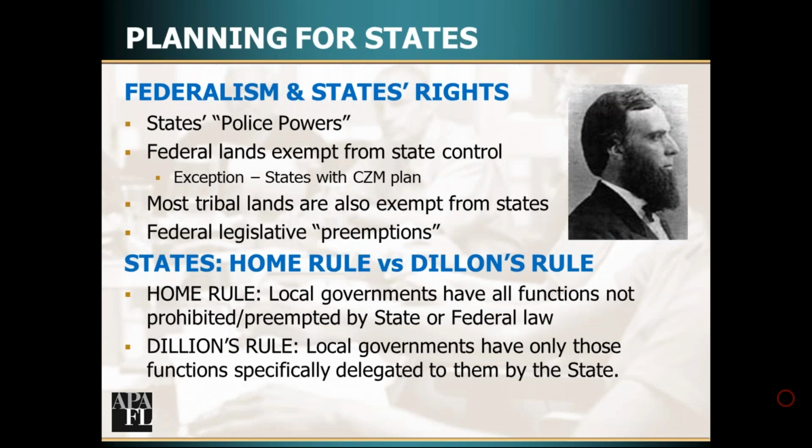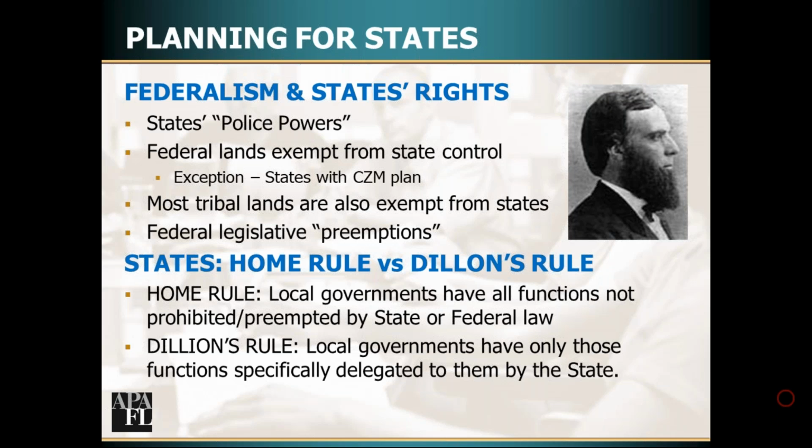All right, planning for states. We've talked about this a little bit already, but federalism and states' rights. States have police powers. Federal government does not. Remember, we talked about this. Federal lands are exempt from state control. The exception to that is states with a coastal zone management plan where the federal government has agreed to comply with certain state regulations.